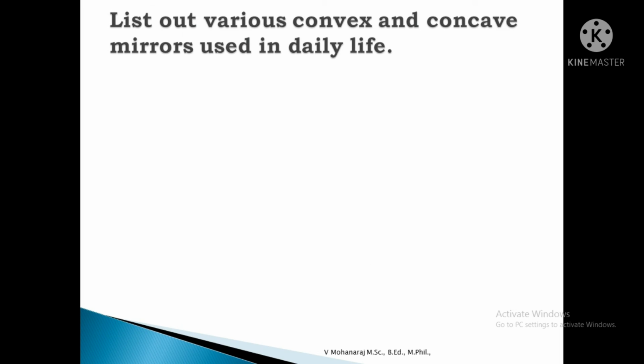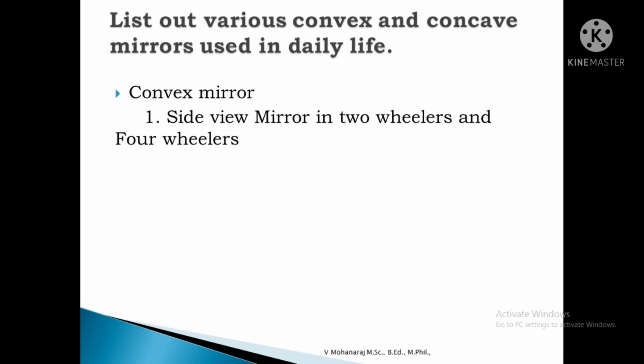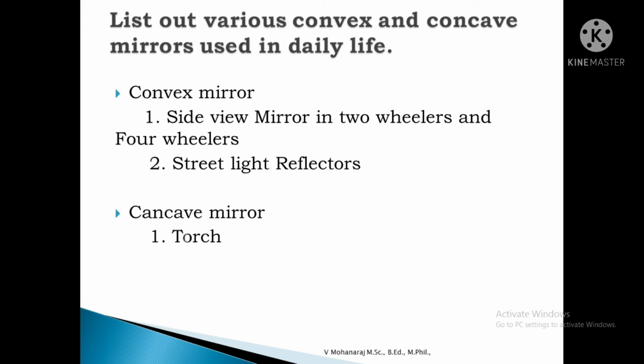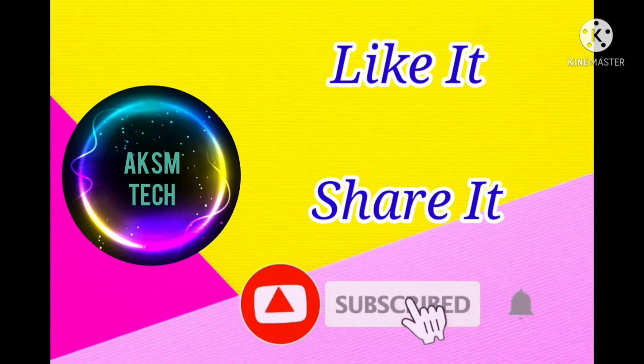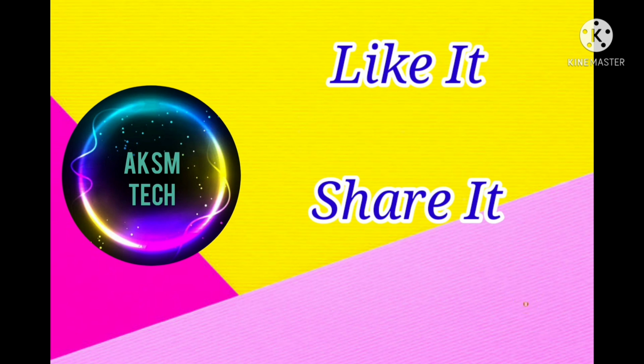Next one, list out various convex and concave mirrors used in daily life. Convex mirrors: side view mirror or rear view mirror in two-wheelers and four-wheelers, street light reflectors. Concave mirrors: torchlight, makeup or shaving mirrors. So these are all the mirrors which are used in our daily life. Okay, now we saw the answers for the questions in the topic light.